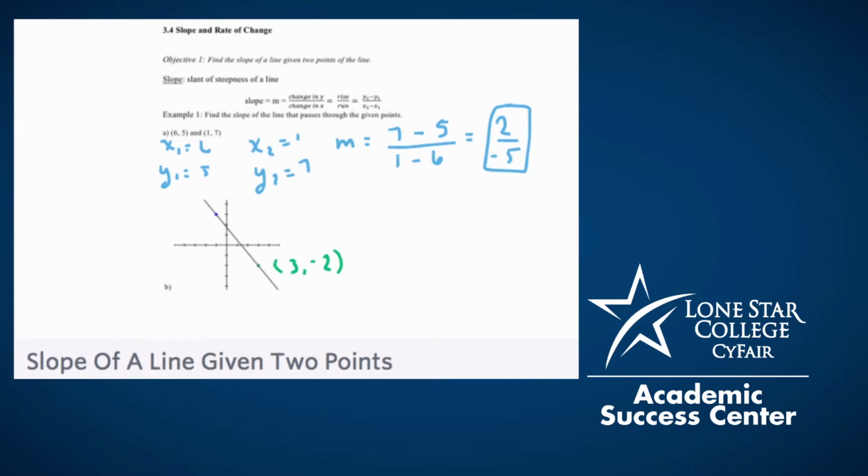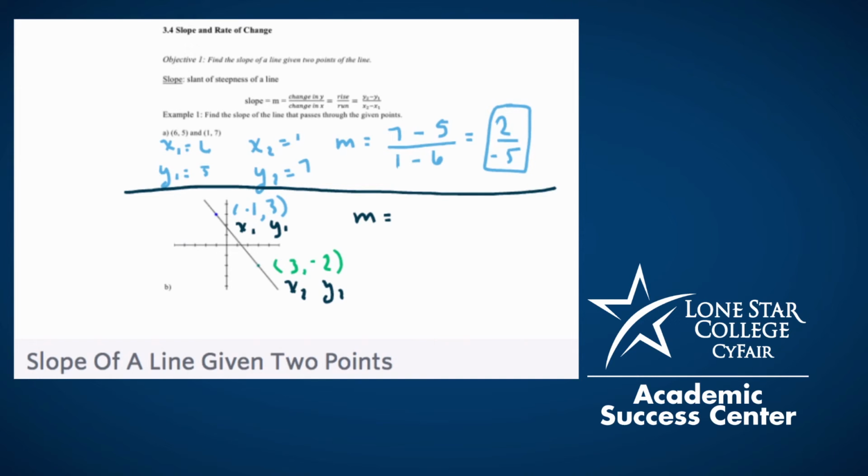Our blue point, its x and y values are at x is negative 1 and y is 3. So now we can take these values for these 2 points and find the slope of the graph of this line that's graphed. So again, we want to identify x1, y1, x2, y2.